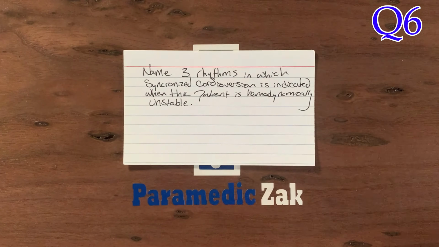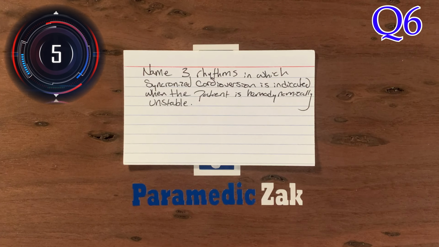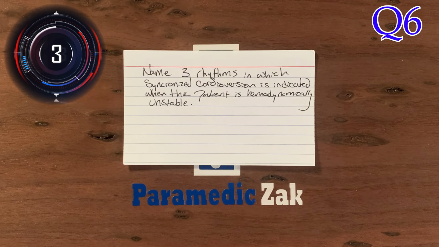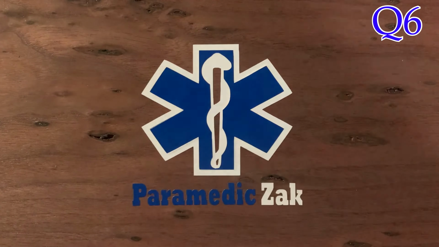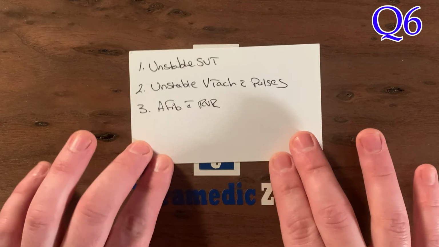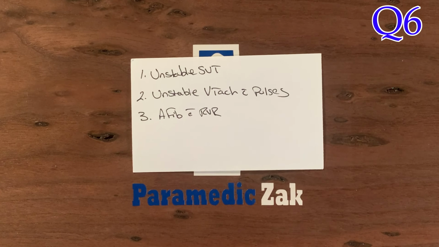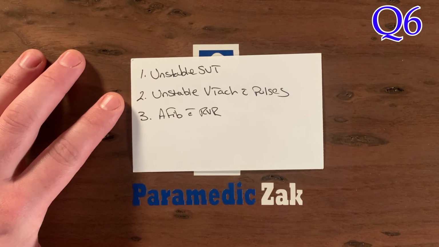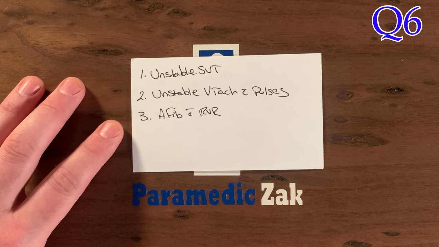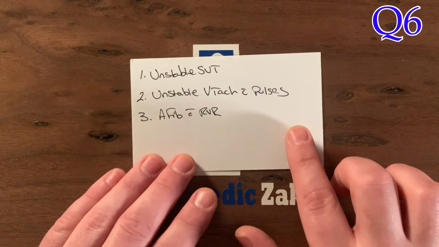Question 6. Name 3 rhythms in which synchronized cardioversion is indicated when the patient is hemodynamically unstable. So the 3 rhythms that you're going to cardiovert are 1. Unstable supraventricular tachycardia, or SVT. 2. Unstable ventricular tachycardia, with pulses, of course. And 3. Atrial fibrillation with rapid ventricular response.